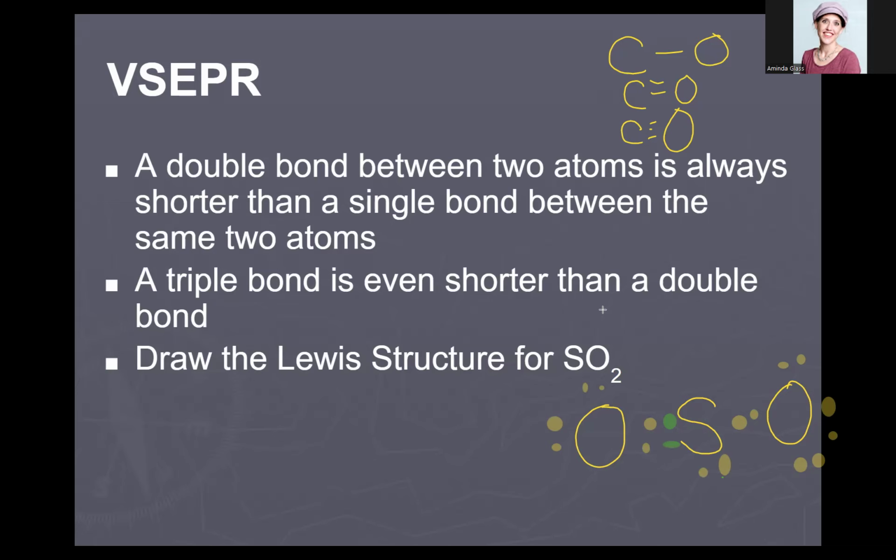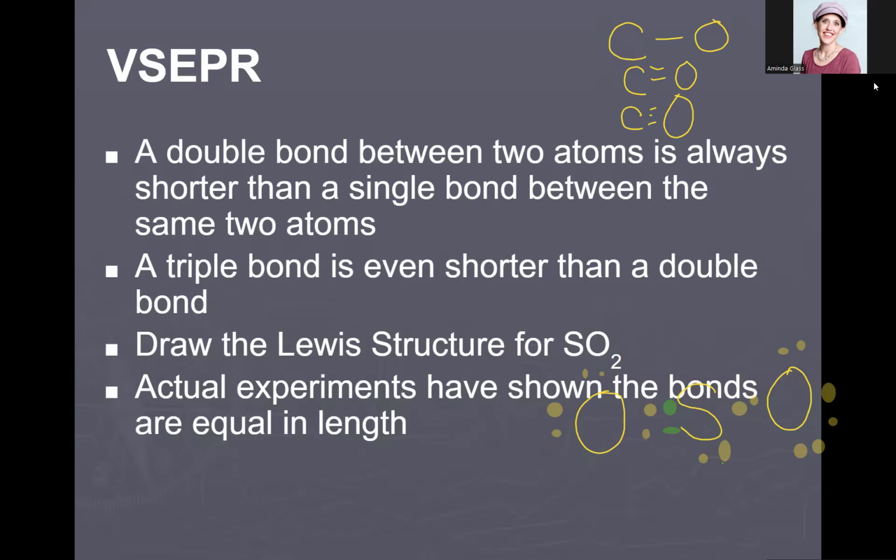If we moved some to make it more symmetrical, we would have more than 8 electrons around one of the atoms. And so we're not going to do that. This is what it is.